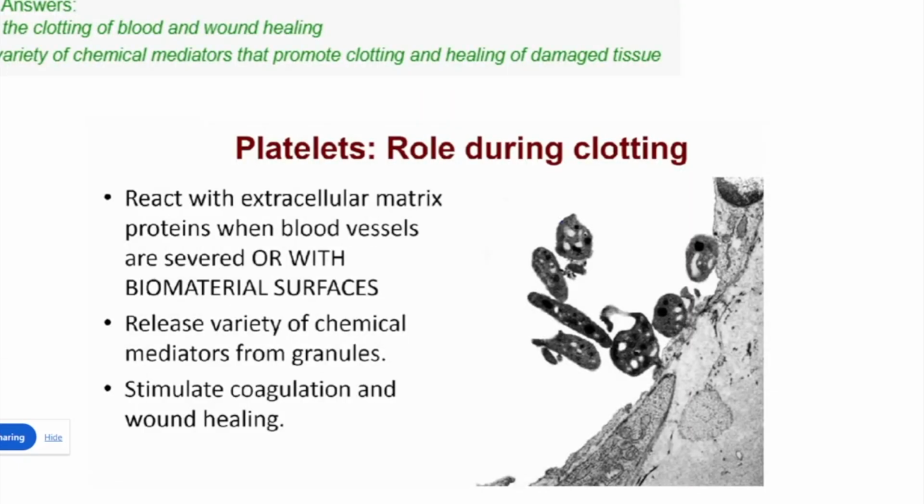So basically platelets react with the ECM proteins when blood vessels are severed or there is interaction with the biomaterial surfaces, and they release variety of chemical mediators from granules which stimulates the coagulation and wound healing process. So basically the stimulation of the clotting of blood and release a variety of chemical mediators that promotes clotting and healing of damaged tissue.